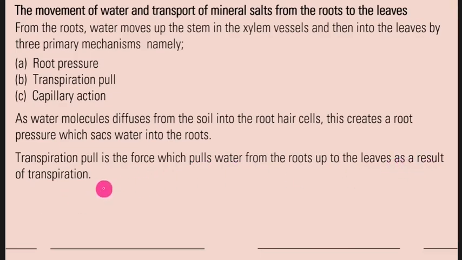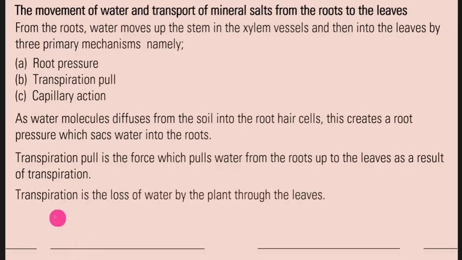So there's also a process called transpiration. What it is, transpiration is the loss of water by the plant through the leaves. So naturally, leaves lose water by evaporation into the environment. So that loss of water into the environment by evaporation from the leaves creates what we call a pressure known as transpiration pull. So that transpiration pull also helps to suck water up from the roots into the leaves. All right.